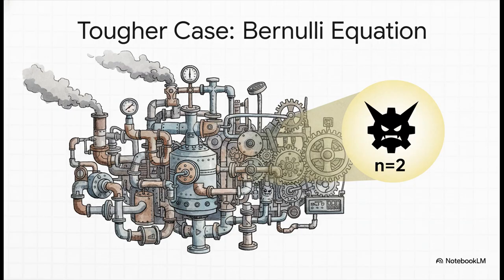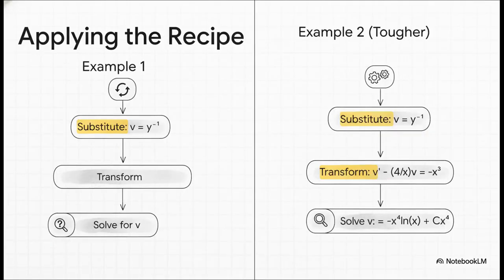But hang on, look at the most important part. The term on the right is still y squared, so n is still 2. The fundamental structure is exactly the same. And because the structure is the same, our recipe works just as well. We use the exact same substitution, v equals y to the minus 1. We go through the same transformation steps, and sure enough, it spits out a linear equation.